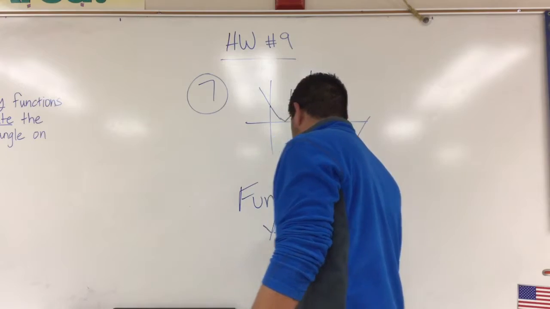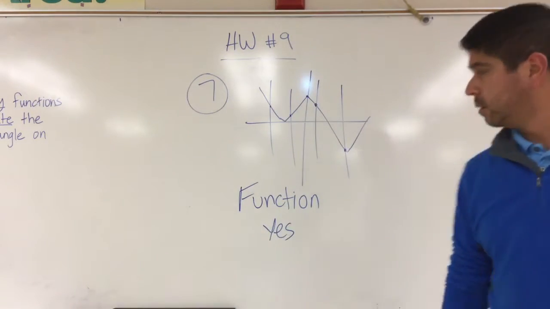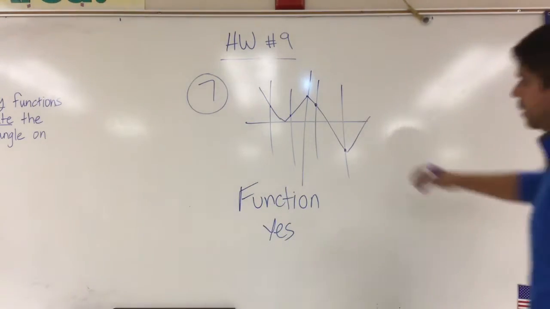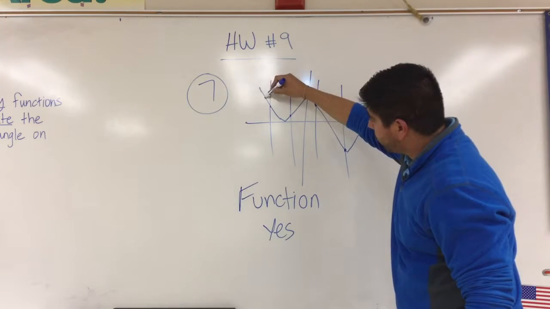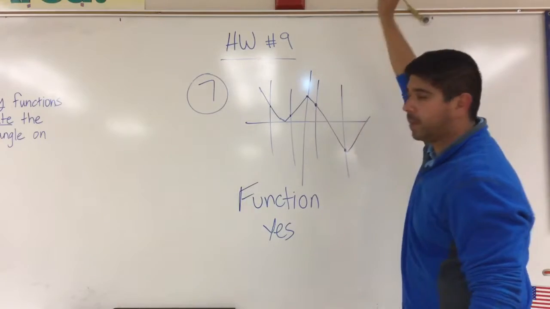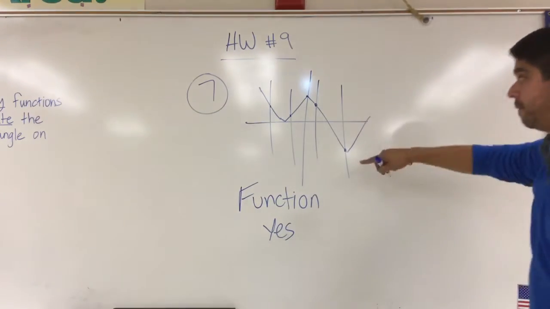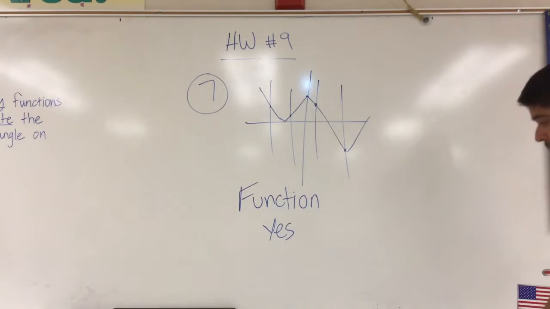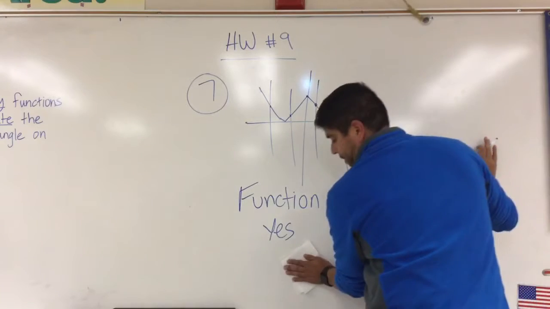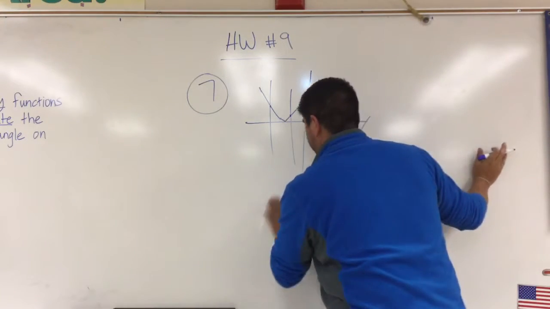Or if you put yes, okay, that's going to be okay too. All right? As long as these lines are not vertical, right? If it went straight up and down, then it would be not a function, because it's going to hit more than one spot. But in this case, it's not going to hit more than one spot. Okay, moving along. Number 8.